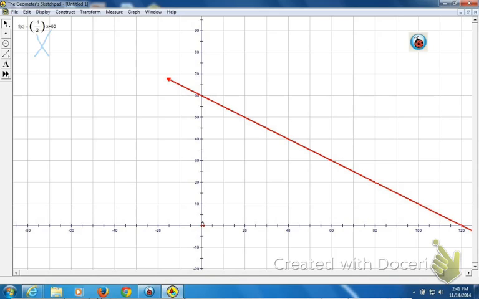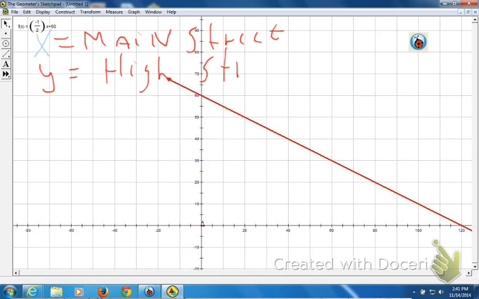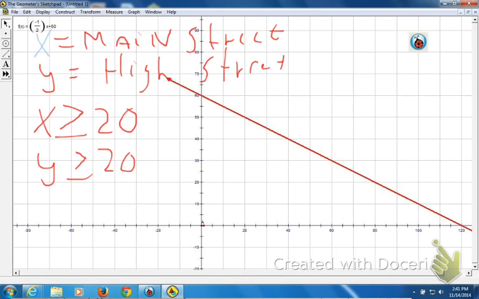Let's let X represent Main Street, so this will be Main Street. And of course, let Y equal High Street. Now, if you remember back to the problem, there's a couple things we need to look at. We need X greater than or equal to 20, and Y greater than or equal to 20 as well, because they're saying that the minimum rental is 20 square feet.